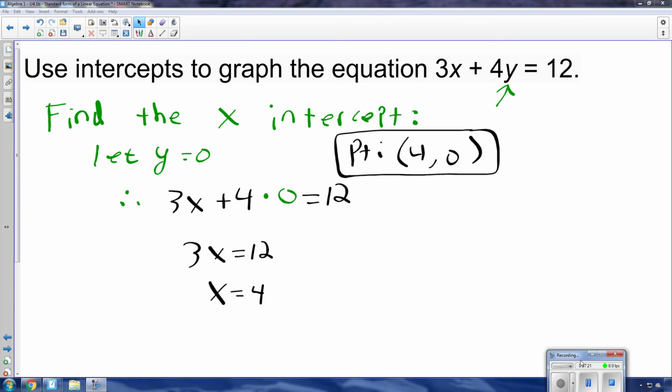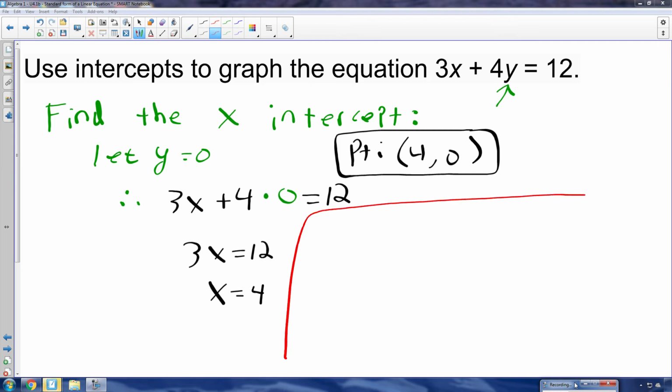All right, so now I'm going to find the y-intercept. So if I'm trying to find the y-intercept, I've been doing that with red, I think. So I'm going to also find the y-intercept. I know I'm writing out a lot, but I think it helps to write out what we're doing. Find the y-intercept. So what does that mean? That means I need to let what equal what? Let x equal 0, right?